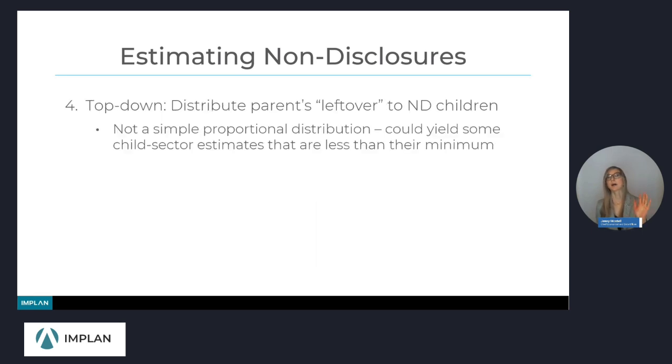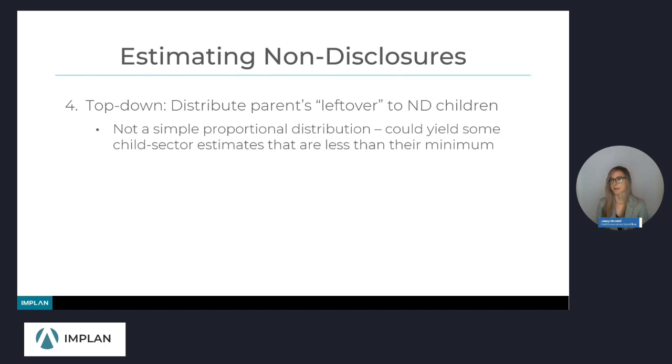Then we go top down. We distribute parents' leftover value to their non-disclosed children. And this gets a little complicated. It's not a simple proportional distribution, because then we could yield some child sector estimates that end up being less than their minimum. So we don't do just straight up proportional distribution.